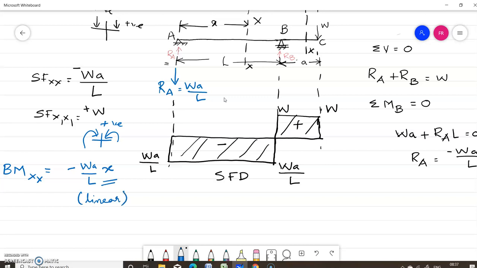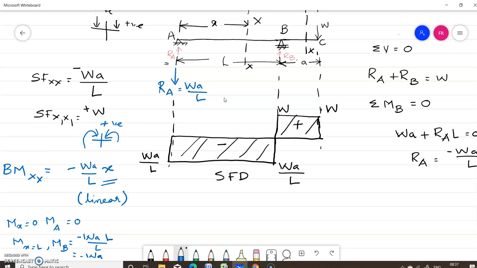Now we can see what is bending moment at x equal to 0. That is bending moment at A is equal to 0. Now bending moment at x equal to L, that is bending moment at B is equal to minus Wa into L by L, which is equal to minus W into a.